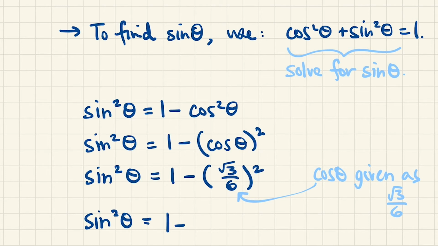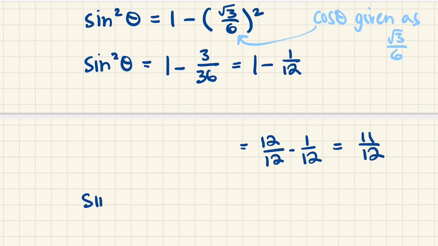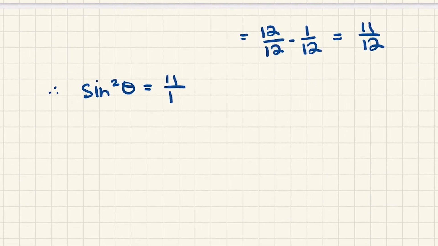Okay, so when we square rad 3, that gives us 3. And when we square 6, we get 36. So this is 1 minus 1 over 12. So this is like 12 over 12 minus 1 over 12, which is 11 over 12. So where did we leave off? We're at sine squared theta is equal to 11 over 12.